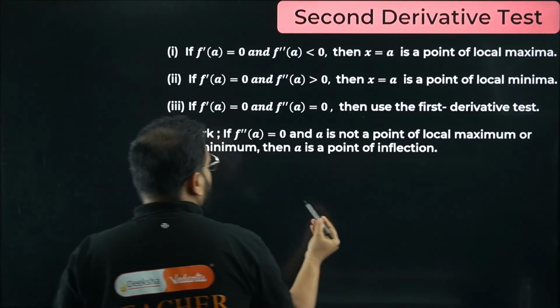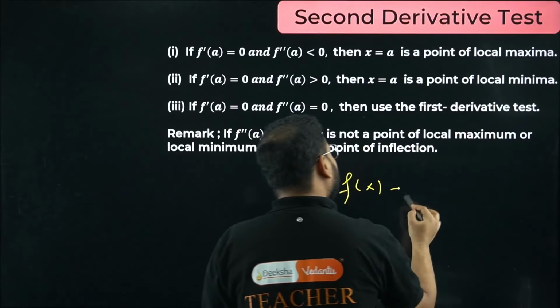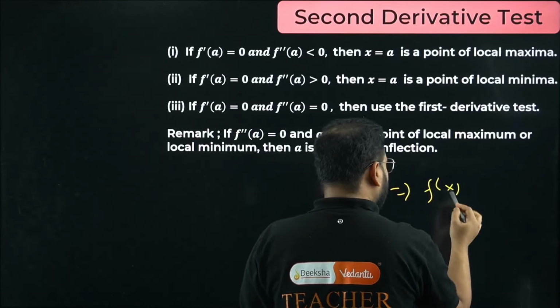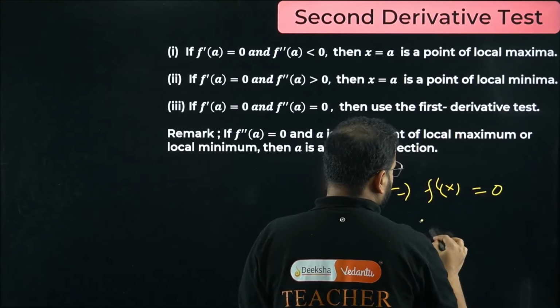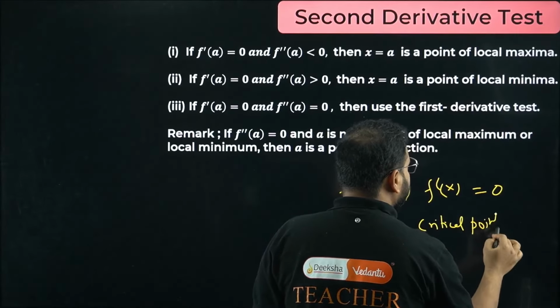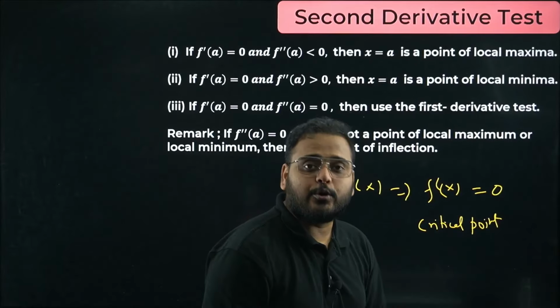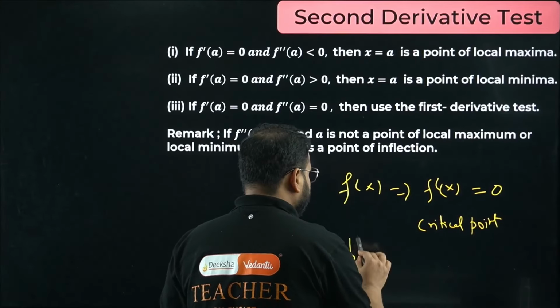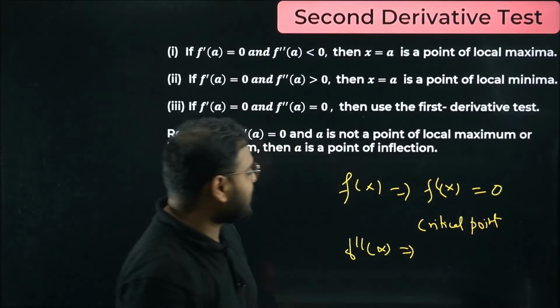Do one thing. Function f(x) is given to you, no? Find the derivative from here. After finding it, put it equal to 0. Get the critical points. So this part is common. This you do even in the case of the first derivative test. After getting the critical points, what do you do? Find the second derivative, bacha. And for all the critical points, you put the values.